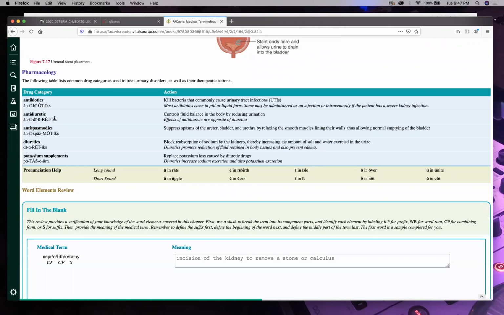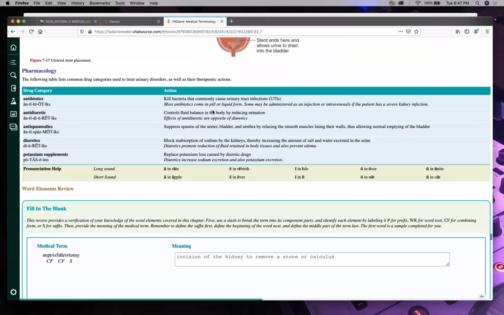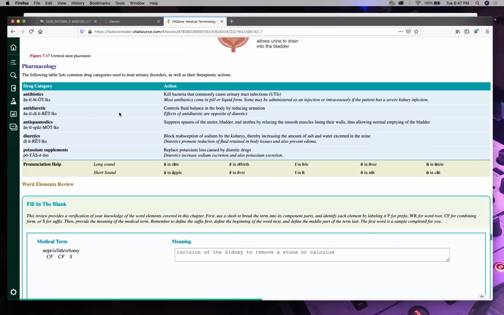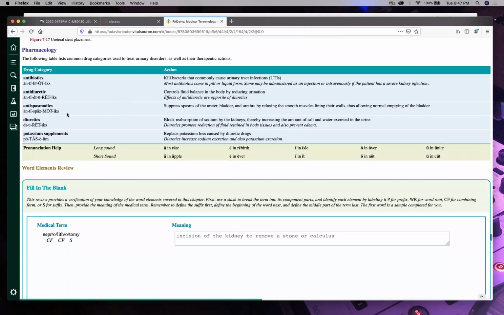Antidiuretic, or ADH, antidiuretic hormone, that's the hormone that tells you don't pee. You don't want to pee when you have ADH in your system because you want to conserve water.